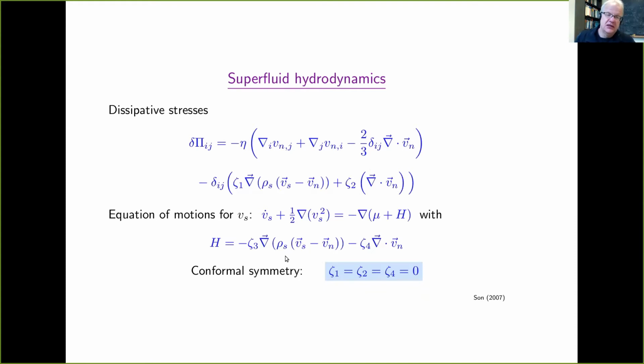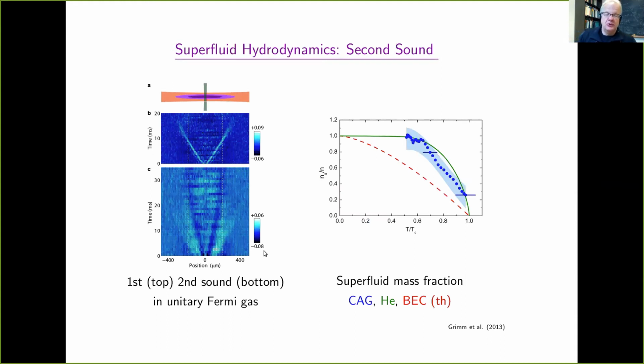What is amusing is that if you impose conformal symmetry, so if you impose scale invariance, then three of these have to vanish, but one of them, this coefficient zeta 3, is in principle non-zero, even in a scale invariant system. Okay. So superfluid motion, of course, in these unitary Fermi gases has indeed been observed. So there was a series of experiments by Rudy Grimm, where indeed he observed not only normal sound, but also superfluid sound, so second sound. And again, if you just open Landau and Lifshitz, you measure the two velocities. Once you know the equation of state, that fixes the superfluid mass fraction.